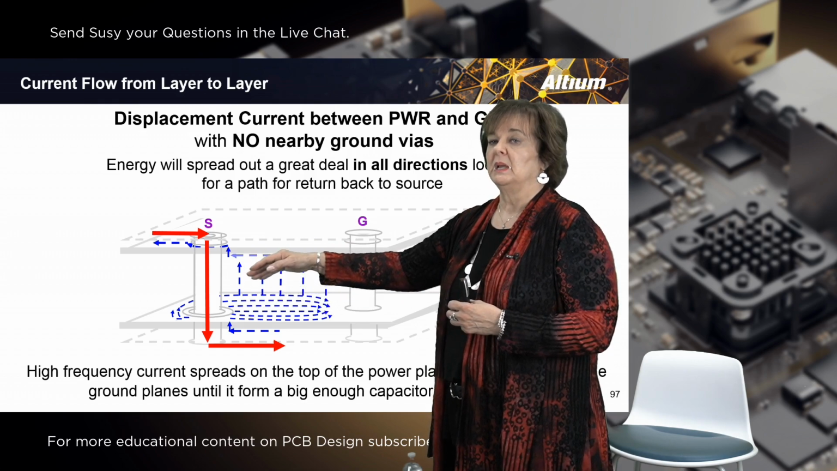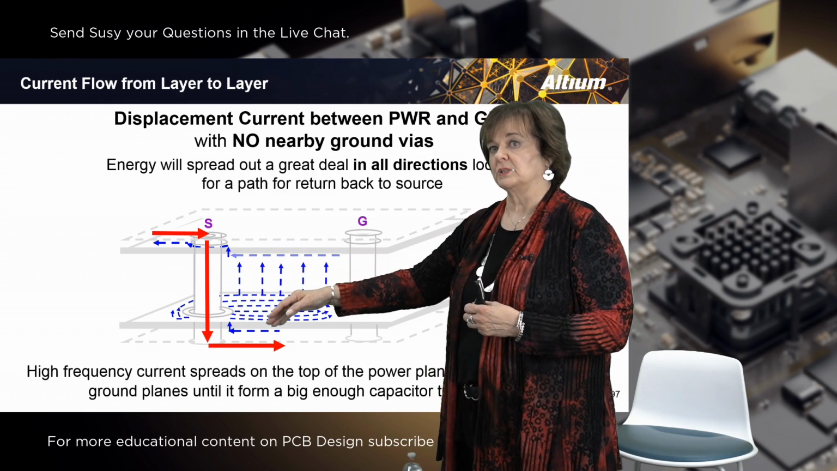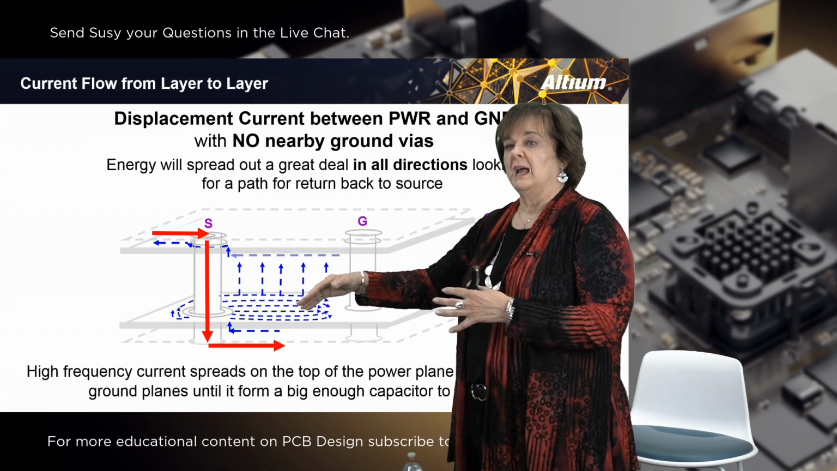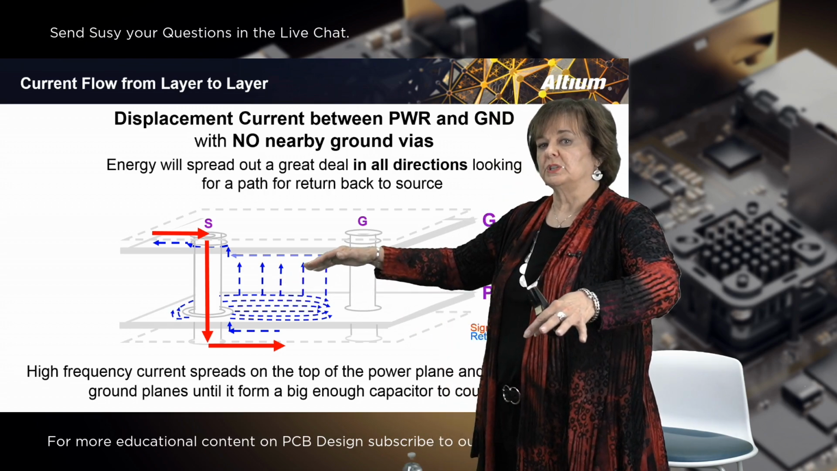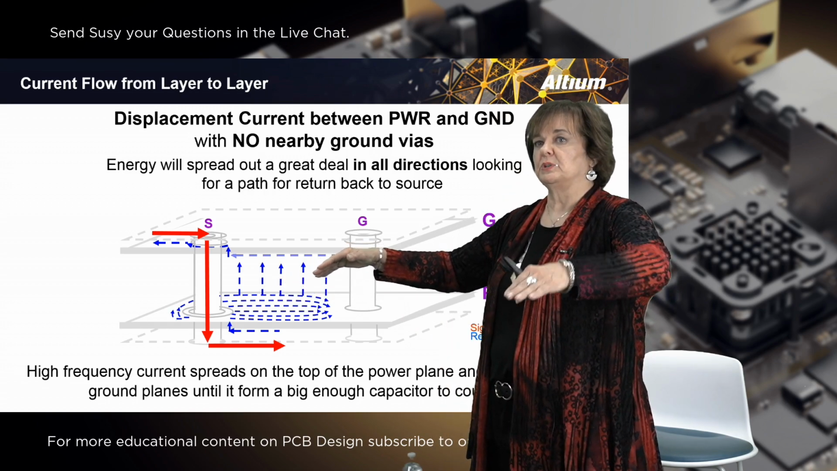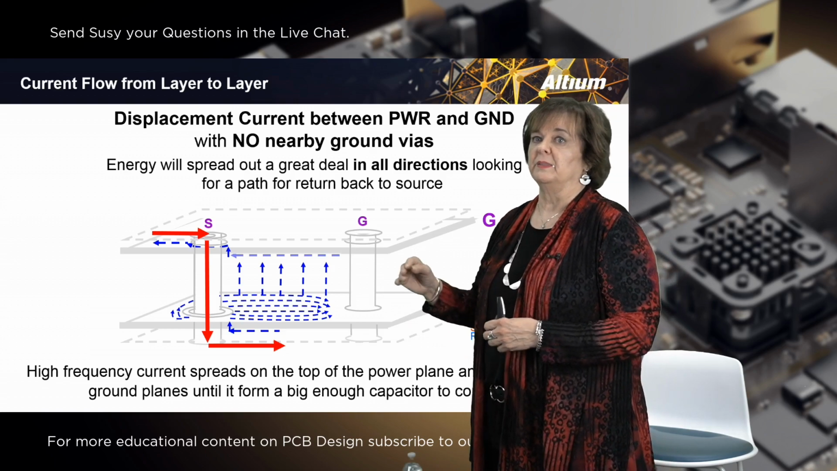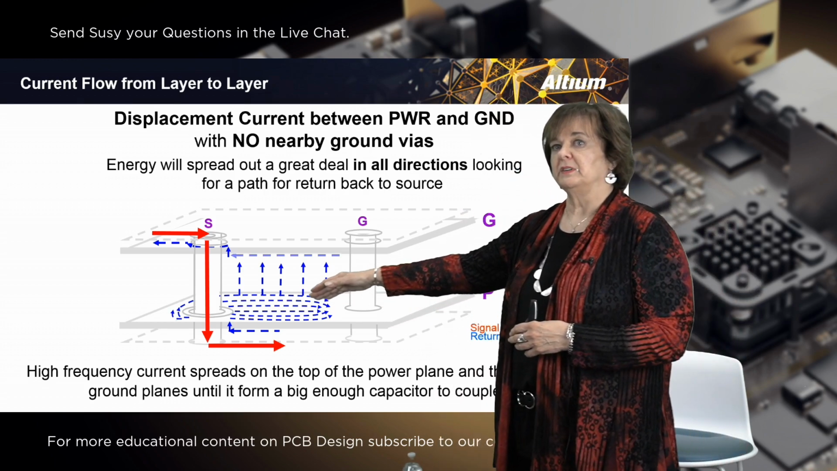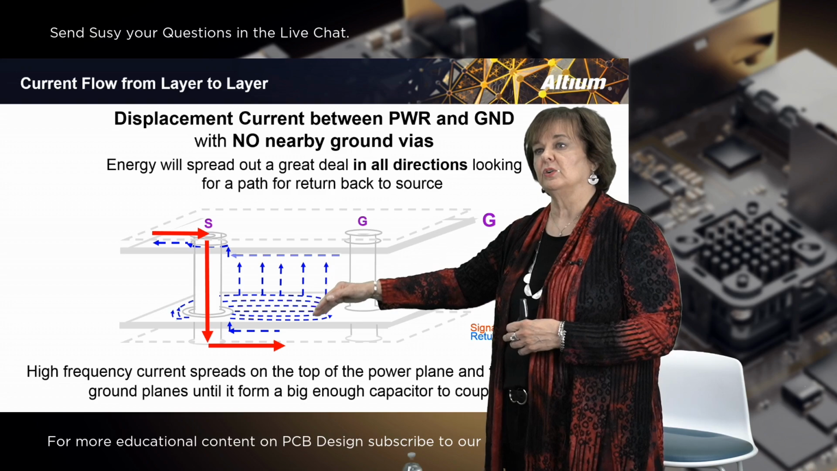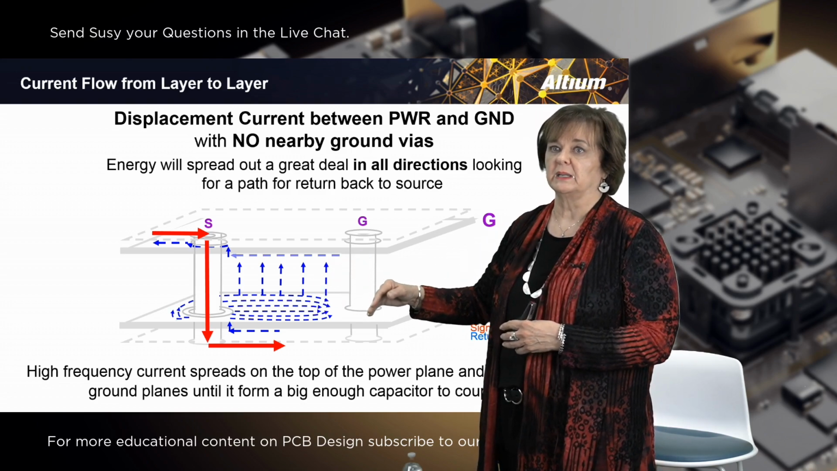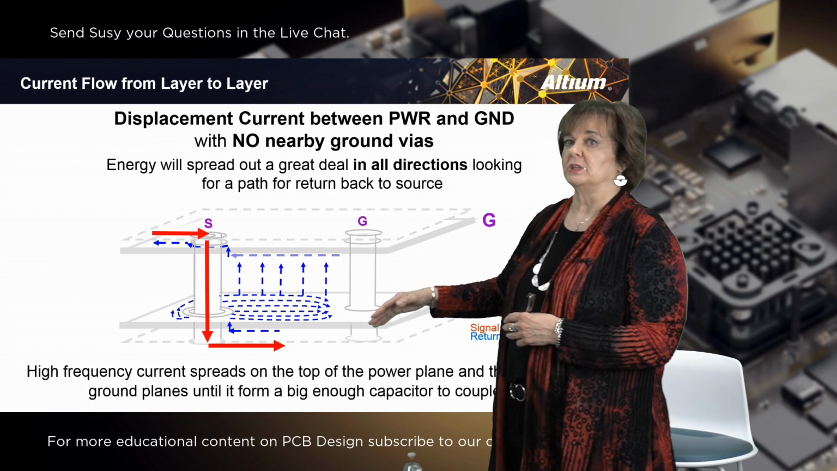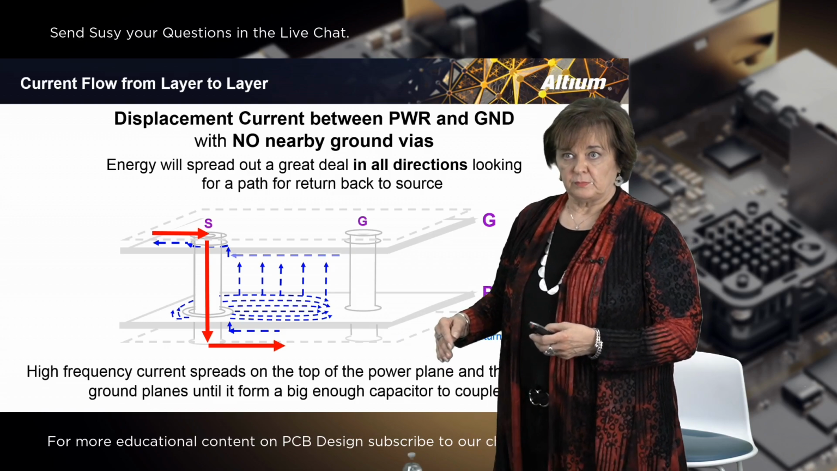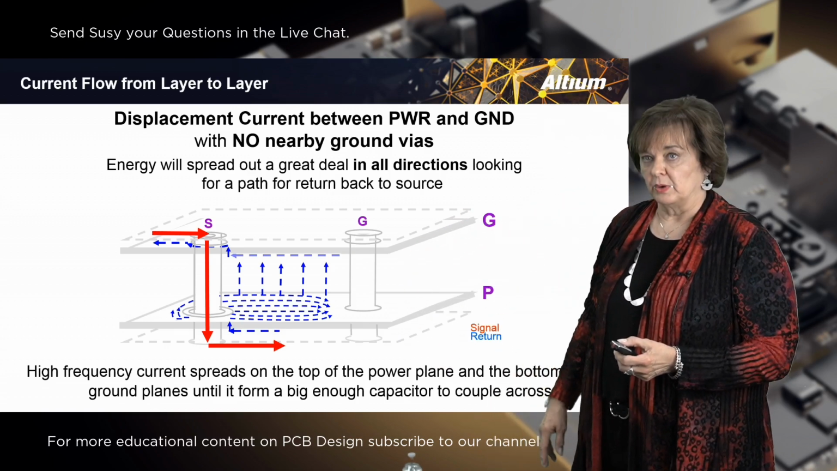And this is the problem. This is where a lot of the noise is created, because the energy up here on the top side of this power layer has to spread way out in order to get enough energy to capacitively couple up to the bottom side of the ground layer and then be able to go from there back to the source. So it couples a large amount of energy. This is the displacement current. This is the current that cannot make a direct connection from one to the other, and so the energy will have to spread way out until it has enough charge to get from one to the other. So this is when you have ground and power as the two planes.